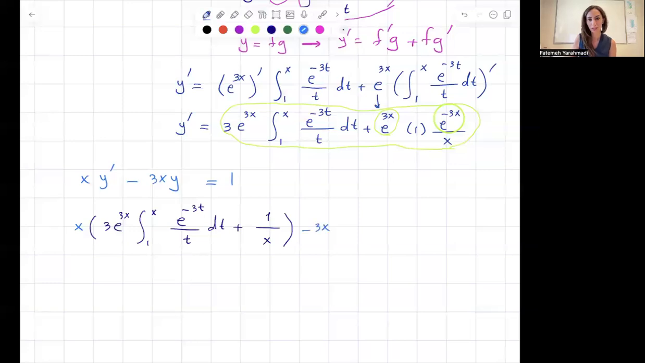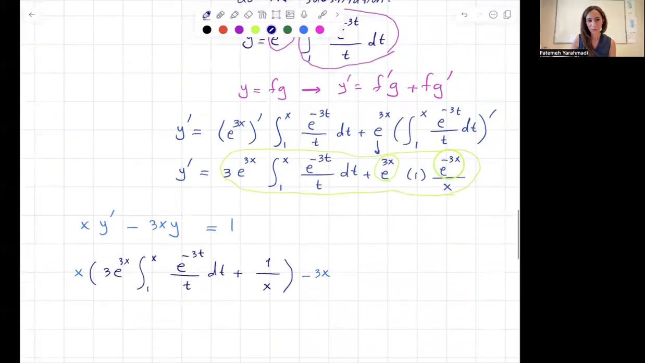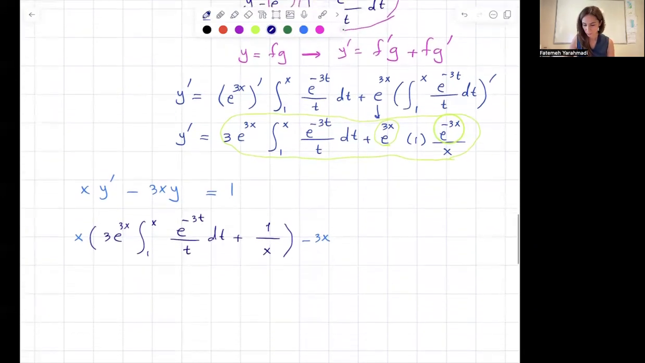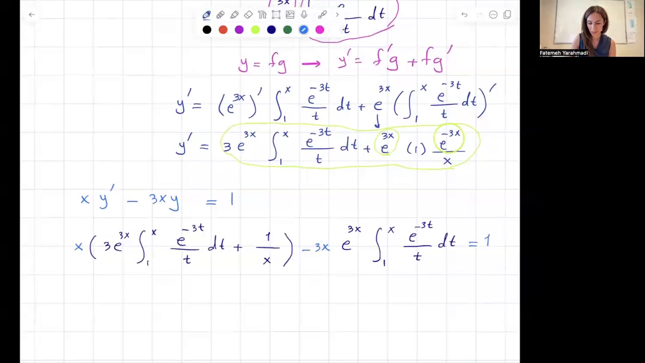minus 3x times y, but we know that y is equal to, take a look at your y, e to the power 3x times the integral from 1 to x of e to the power negative 3t divided by t dt. So here we have e to the power 3x, the integral from 1 to x of e to the power negative 3t divided by t dt. Is this equal to 1? This is our goal. We want to show that this becomes 1. Let's put a question mark on top of it.